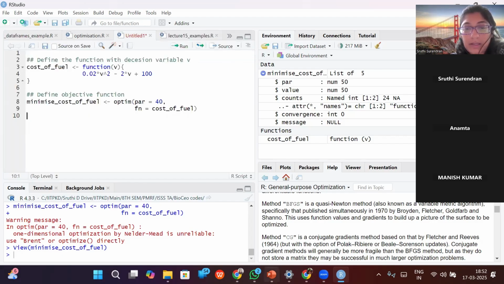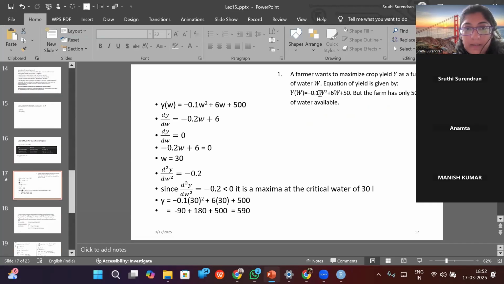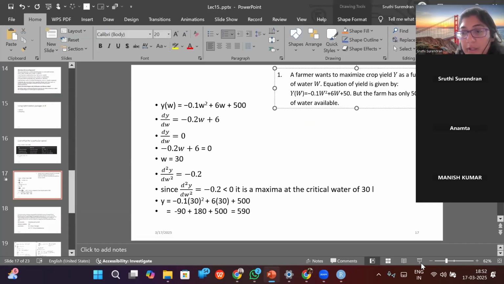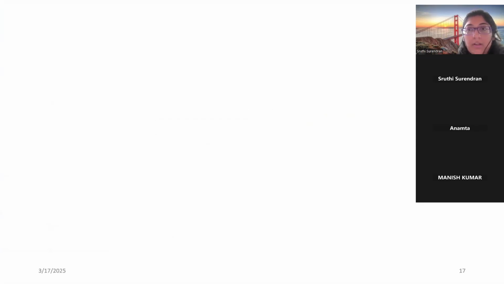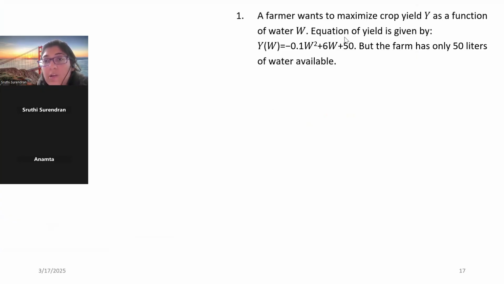Now, in the same way, let's do it for the next problem. A farmer wants to maximize the crop yield as a function of the water supply. The equation is given by y equals minus 0.1 w squared plus 6w plus 50, but the farm has only 50 liters of water available.